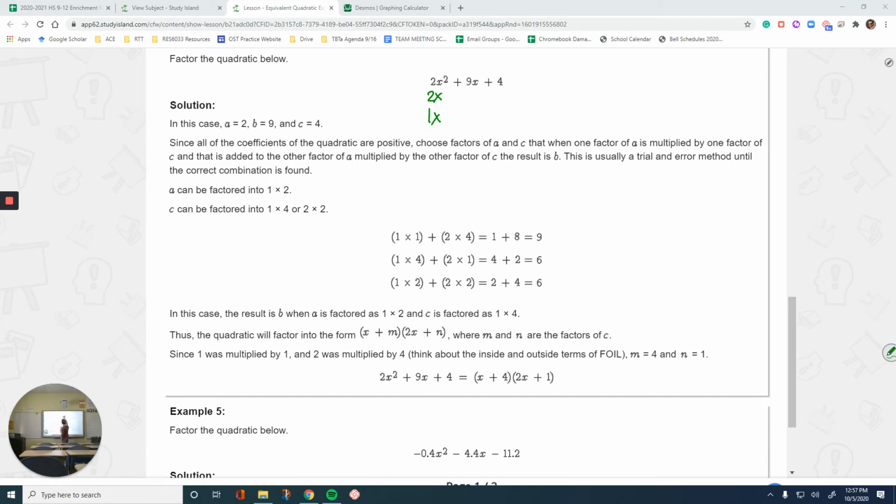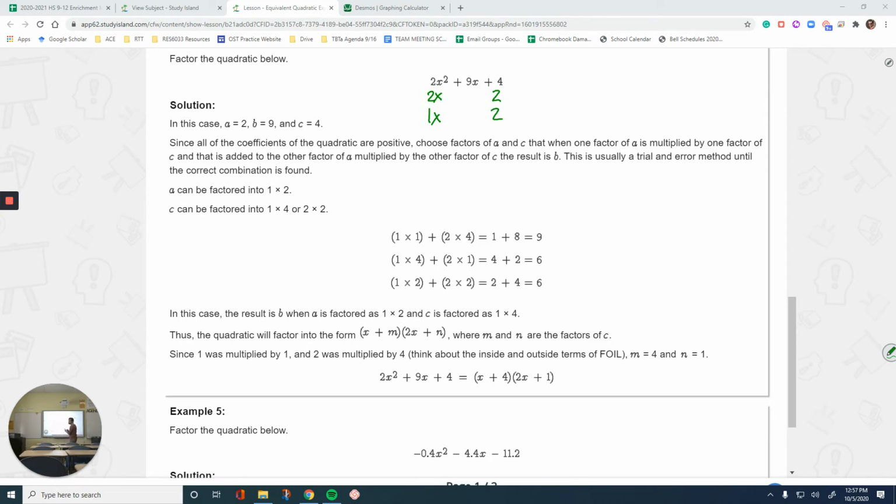Multiply the numbers. 2 times 1 gives you 2. x times x gives you x squared. The 4, what comes to my mind, even though I know this is going to be wrong, and this is usually everyone's instinct, is 4 is 2 times 2. It's going to be wrong.